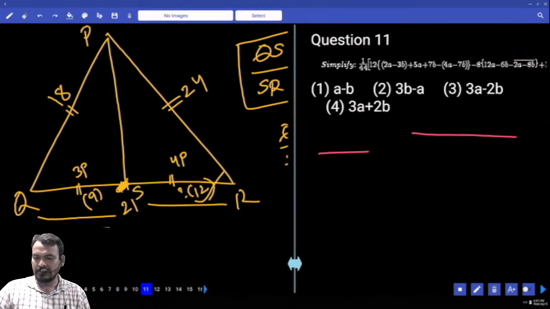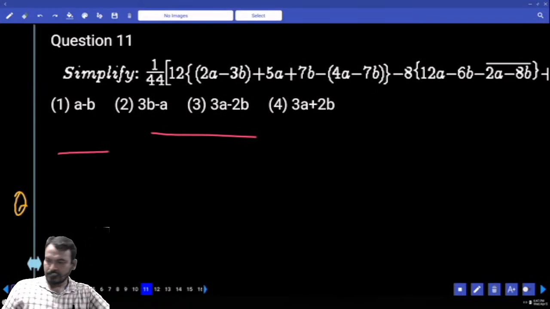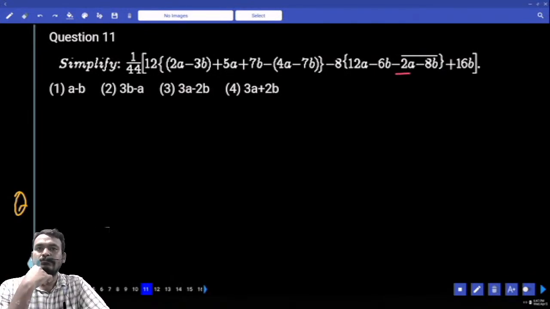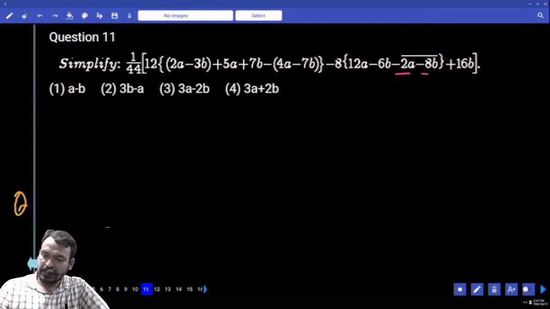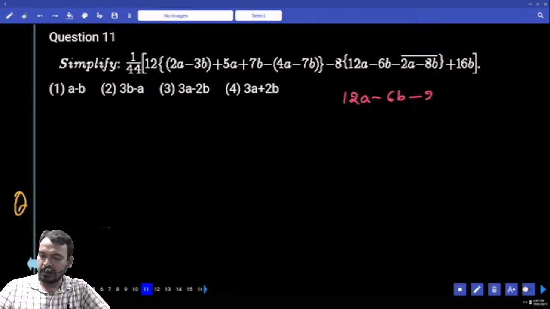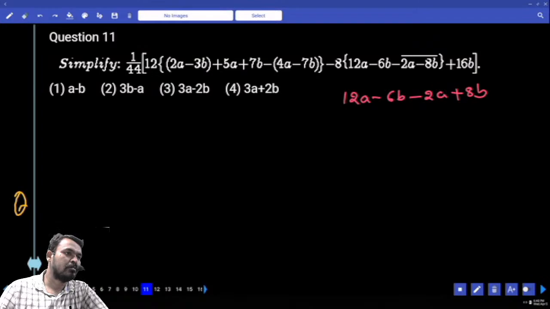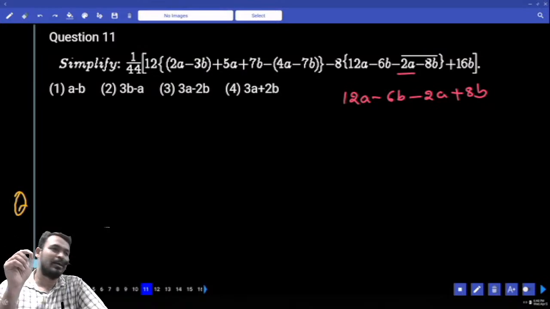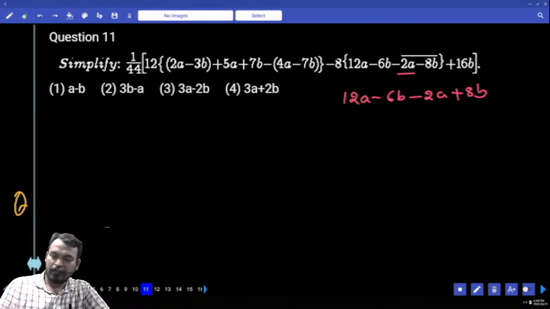Next question number 11. First priority which one? Bar. Minus 2A or plus 2A? Minus 2A. Minus of minus 8B, plus 8B or not? 12A minus 6B minus 2A plus 8B. Same or different? Same. If it is 2 minus 8, we write directly 2 minus 8 as minus 6. In that we write plus 6 or not? But here already minus 2A, minus of minus is plus.